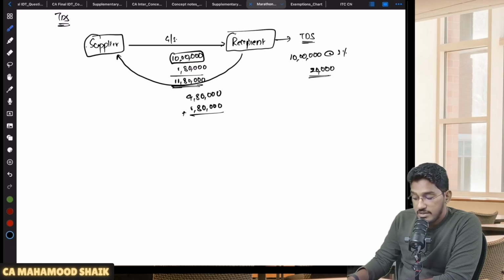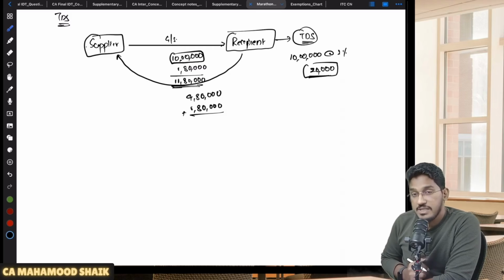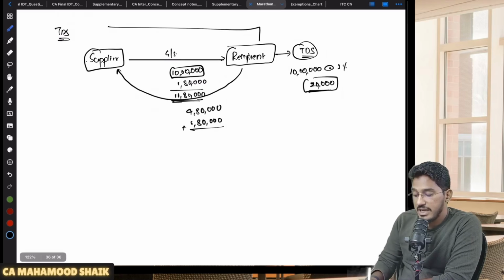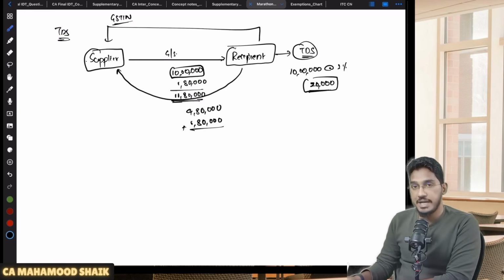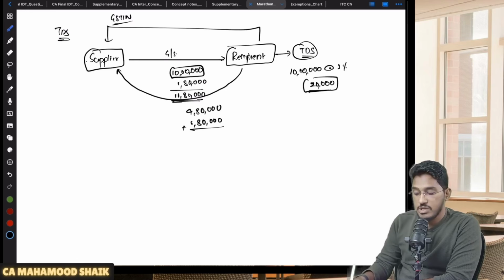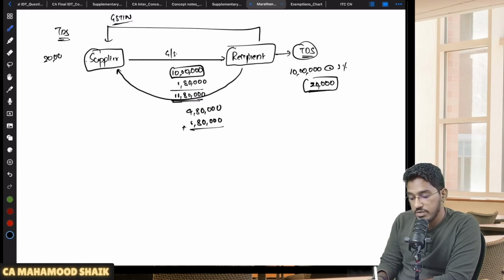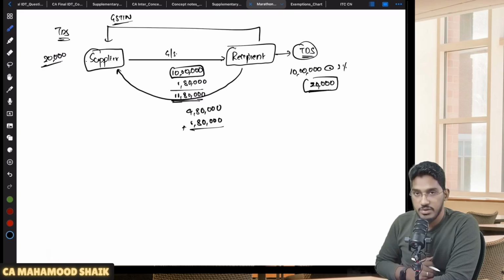Now this recipient has deducted this 20,000 rupees of TDS. What will he do with that money? Can the recipient enjoy that money? No. This TDS is required to be deposited against the GSTIN of the supplier. That amount can't be enjoyed by the recipient. So this 20,000 rupees will be deposited against the GSTIN of the supplier.